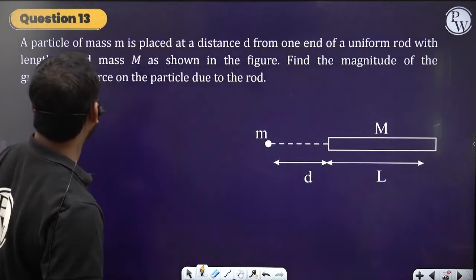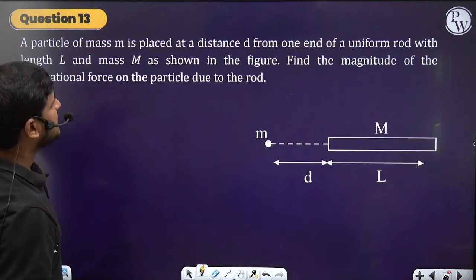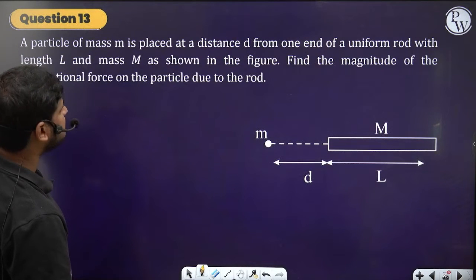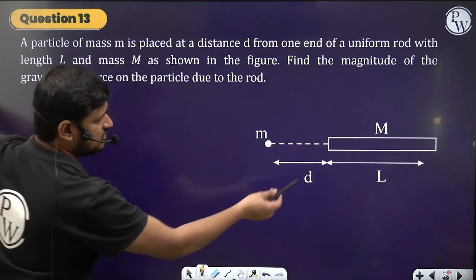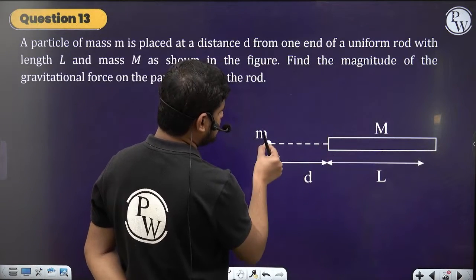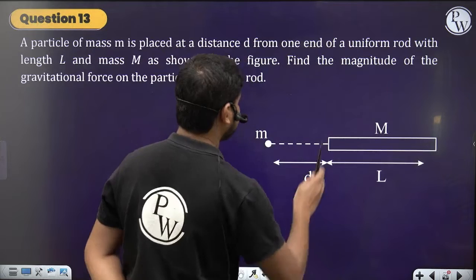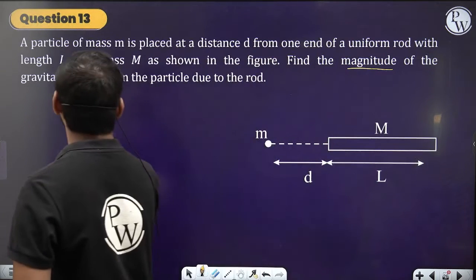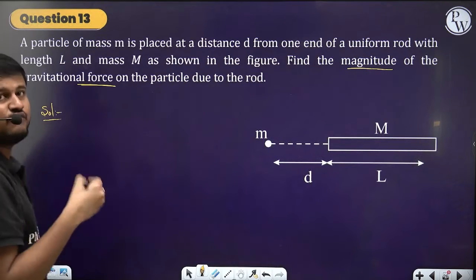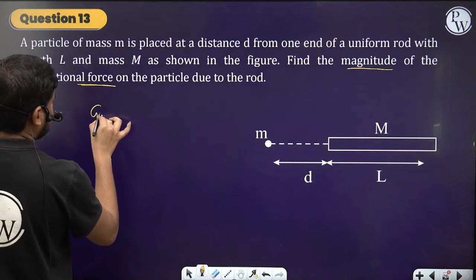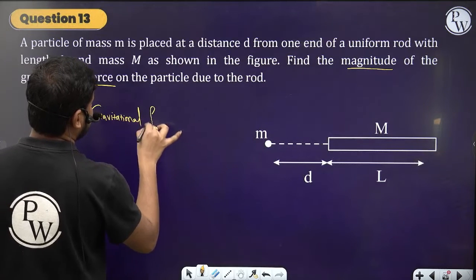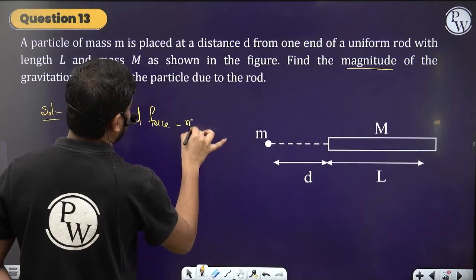So let's take one question, guys. A particle of mass m is placed at a distance d from one end of a uniform rod with length L and mass m as shown in the figure. So this is a uniform rod of length L and mass m. From this rod's one end, a small mass m is placed. Now we have to find the magnitude of the gravitational force. See here, they are asking us to find the gravitational force. So the gravitational force is equal to m into E.